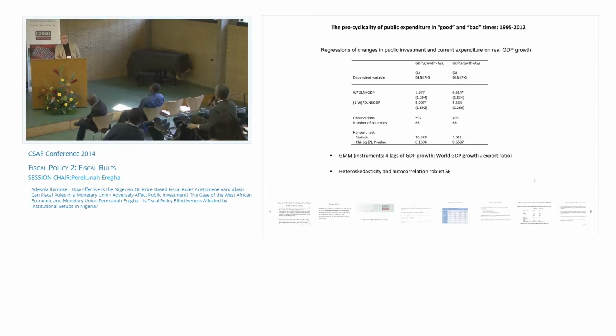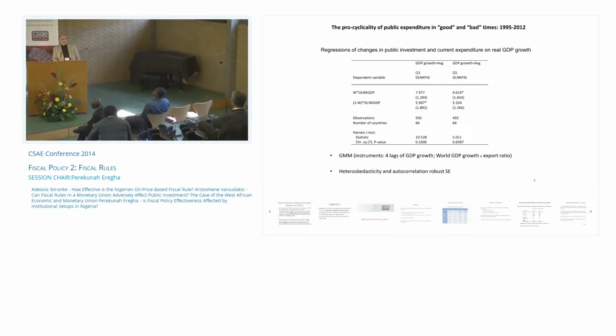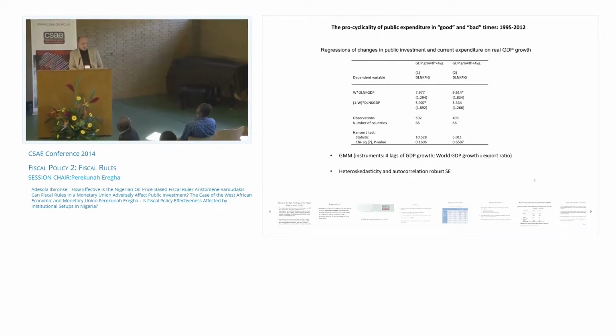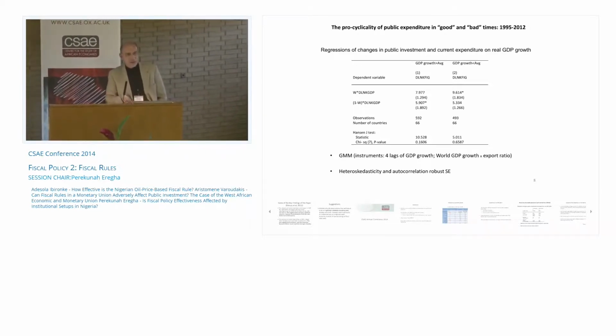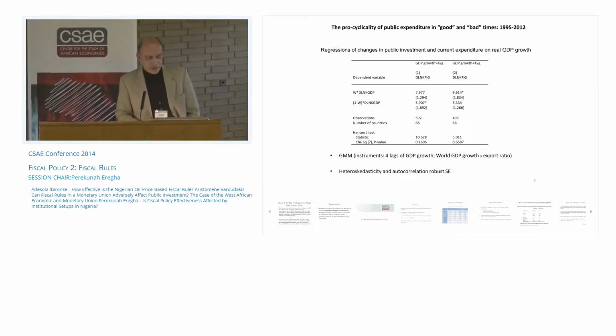Yeah, well, that's the reality in the region, that despite the fiscal convergence criteria or the rules, the rule is being violated by some of the countries. One of them has accumulated arrears. But despite the violations, public investment has been procyclical. So that's the finding. Yeah.